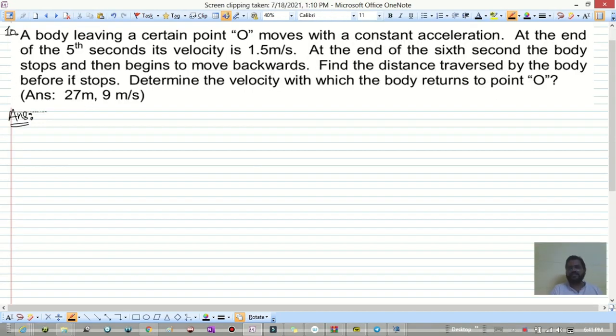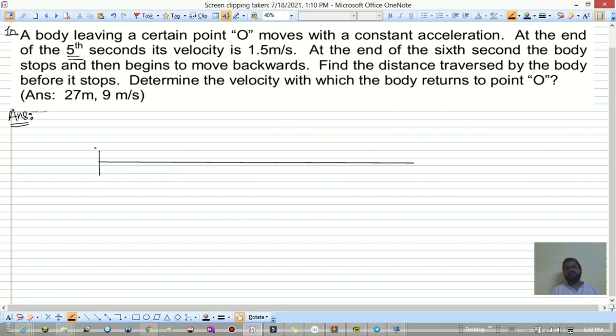Now we have the 10th question. A body leaving a certain point O moves with constant acceleration. At the end of the 5th second, its velocity is 1.5 meter per second. At the end of the 6th second, the body stops and then begins to move backwards. Find the distance traversed by the body before it stops. Determine the velocity with which the body returns to the point O. Okay, so now it is given, this is the situation.